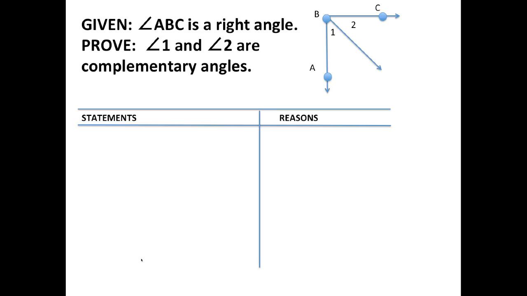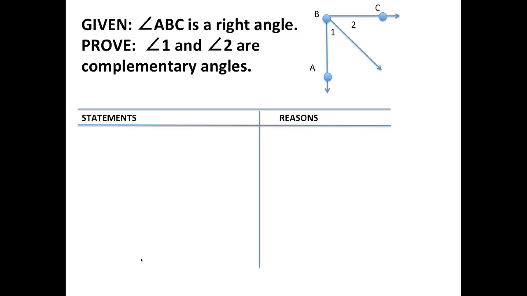This is a two-column proof. Proofs are used to prove theorems and statements throughout geometry. In this proof, we are given the fact that ABC is a right angle. We are trying to prove that angles 1 and 2 are complementary.